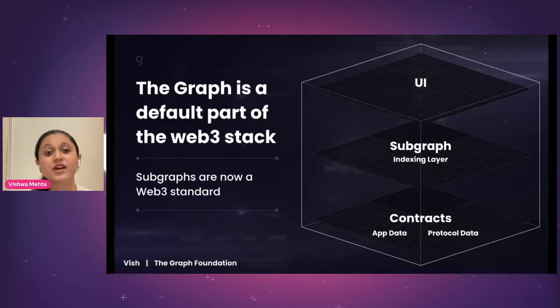So with subgraphs as the main API layer that sits between the UI and the data layer, which is basically all of your decentralized data from smart contracts, the Graph is now quickly becoming a de facto standard of indexing data on the blockchain. And with that, subgraphs are now becoming a new Web3 standard.